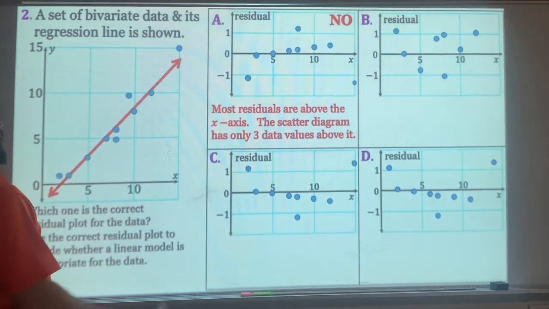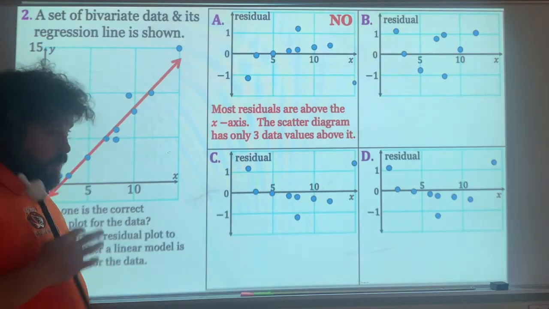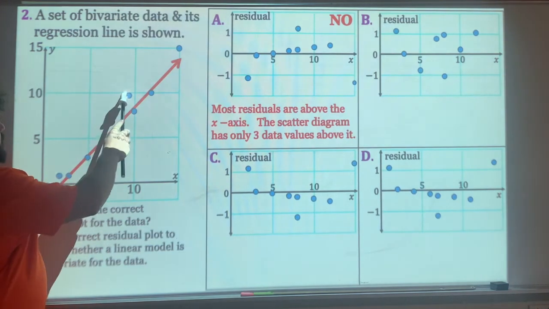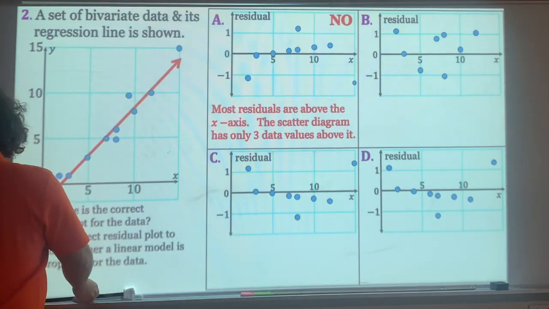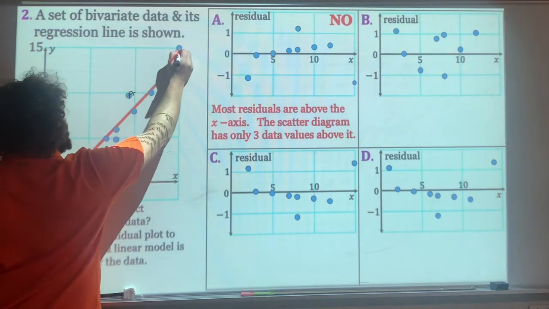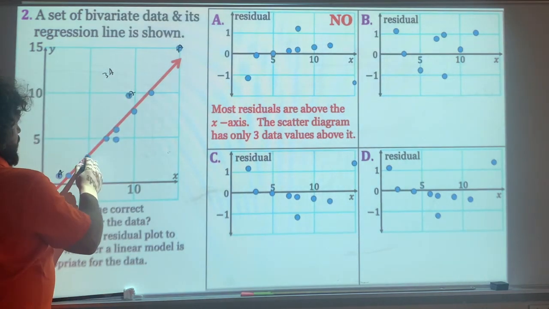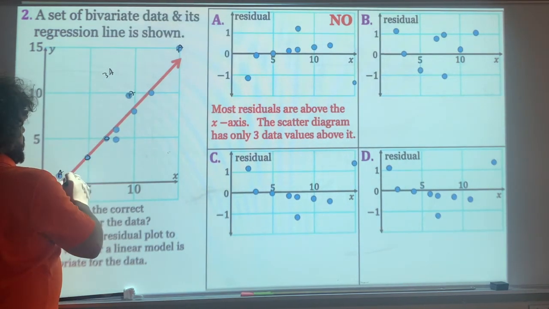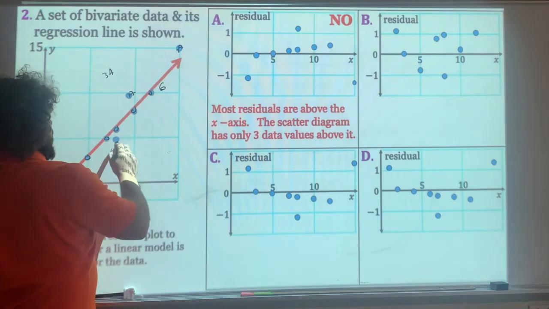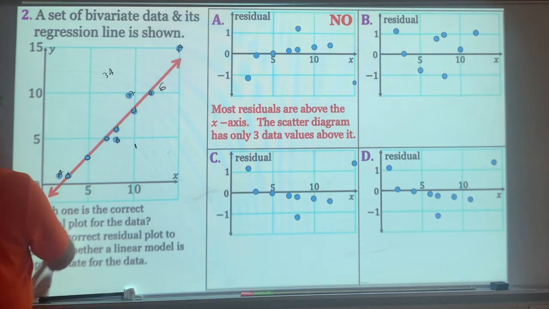This scatter diagram only has 3. See, there's only 1, 2, 3 data points above. So if I want to do this, I could say above 1, above 2, above 3. So there's 3 above. All right. There's like on 1, 2, 3, I don't know, almost 4, 5, 6 are almost on. And there's really only 1 below. All right, so most of these things are really close.